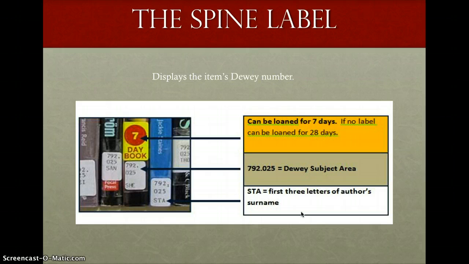The spine label displays the item's Dewey number. This is how books are arranged on the shelf, with the Dewey number, and then after that, the first 3 letters of the author's surname. That means when you put books back on the shelf, or you look for books on the shelf, you look for them in numerical order.